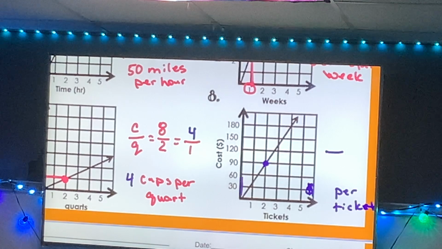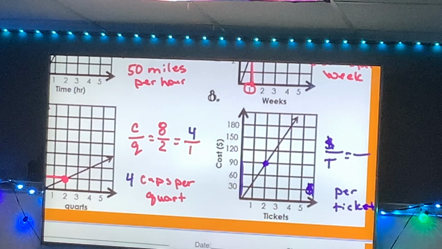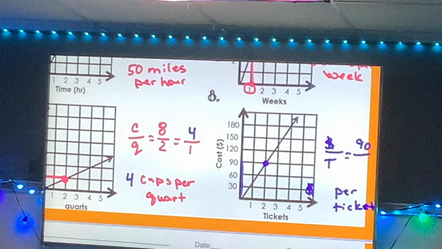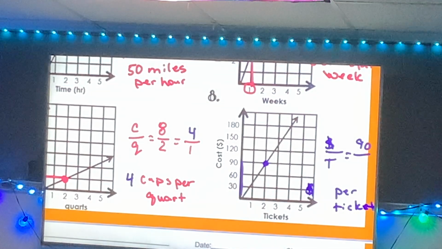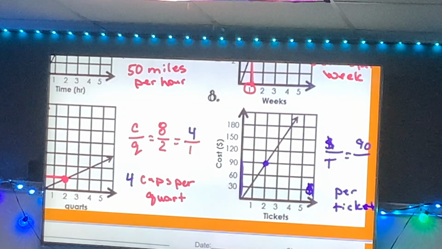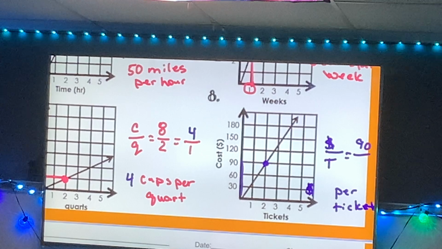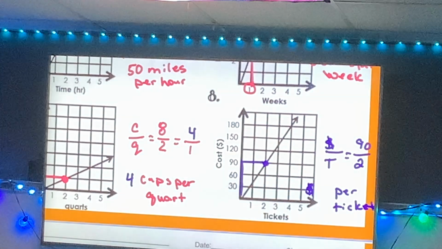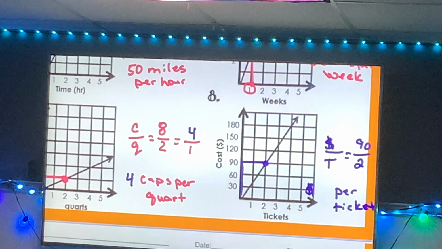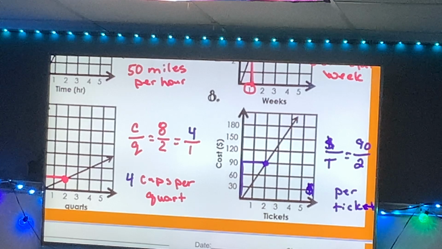So I rose how many? 90, right? I didn't rise 3. I rose 90. You have to watch the numbers. That's what got some of y'all on your test, like number 1. And I ran how many? 2. So $90 for 2 tickets. How much is it per ticket? 45 bucks.